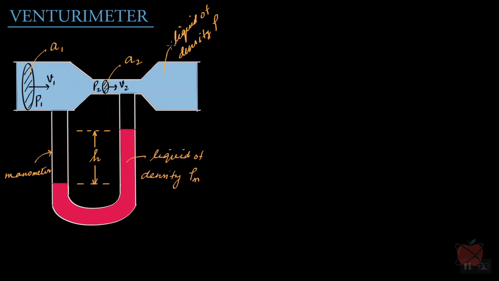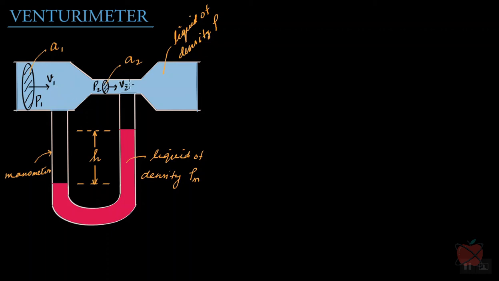Let us go to this. The venturimeter is a device which is used to measure the rate of flow of liquid through a pipe. It is based on Bernoulli's theorem. So in this diagram, as you can see, it consists of a horizontal tube having a wider opening of area of cross-section A1 and a narrow neck having area of cross-section A2.